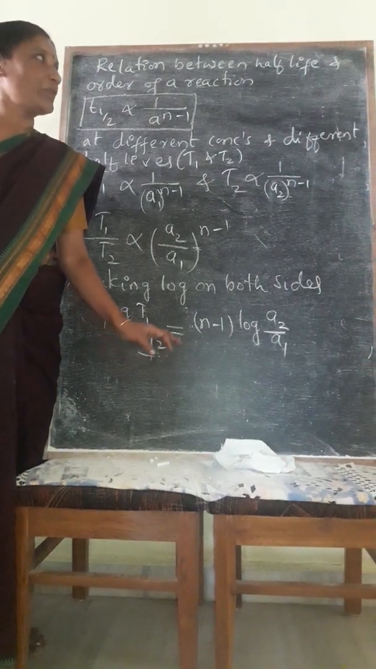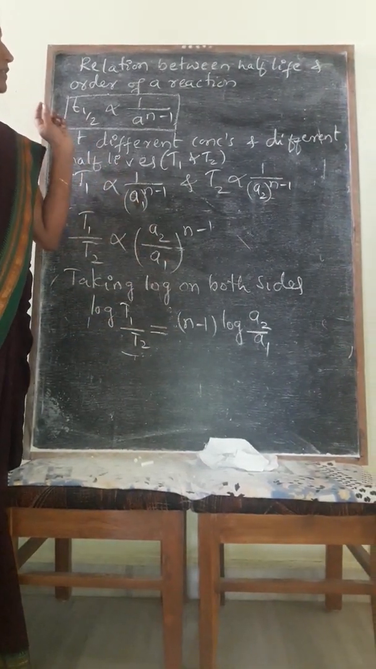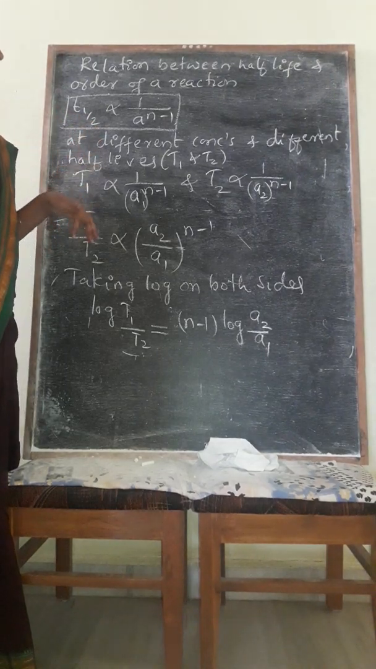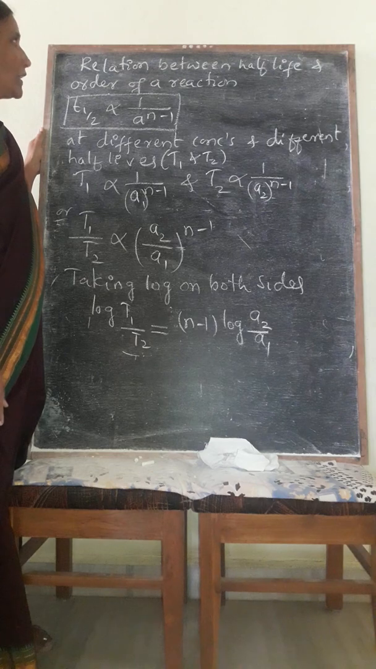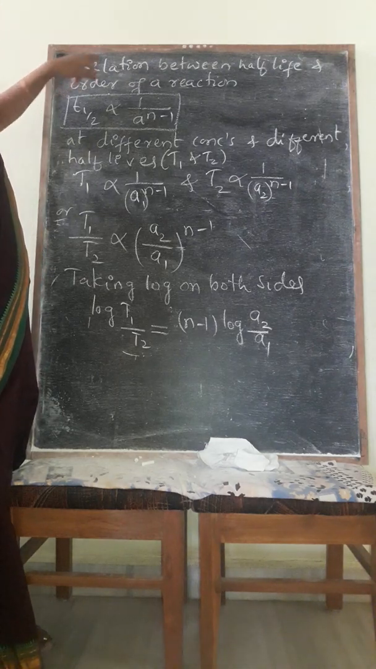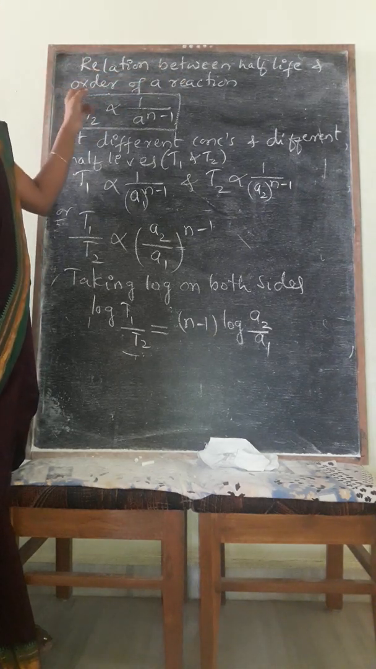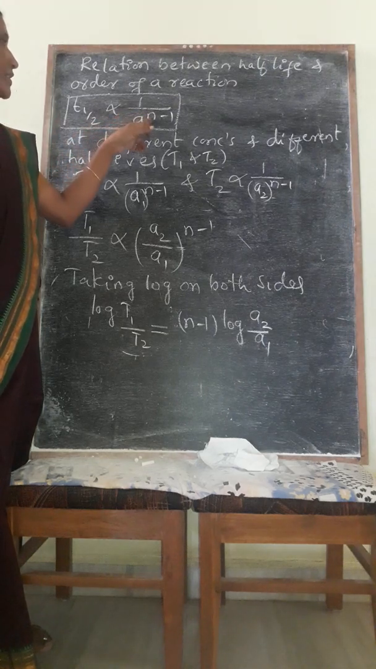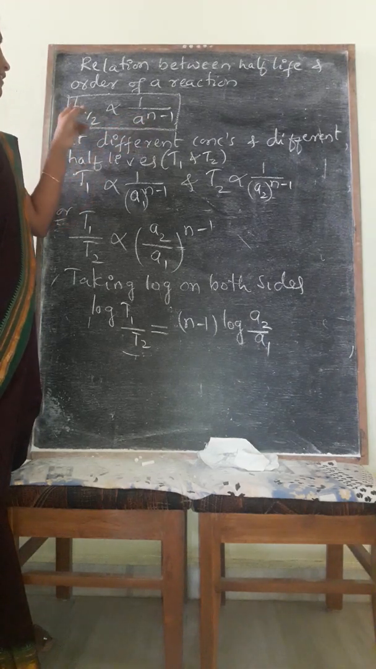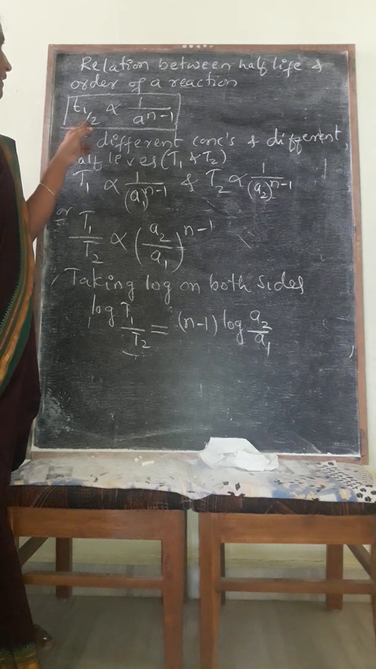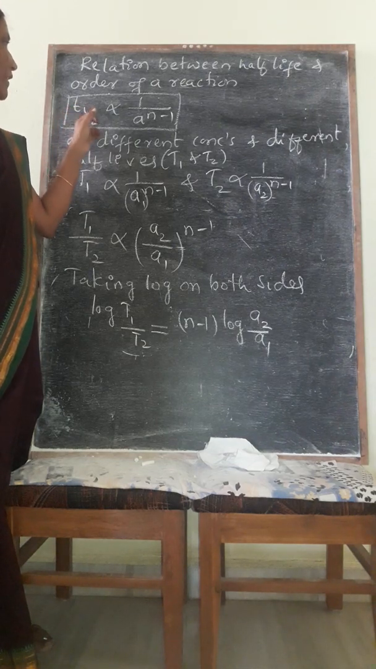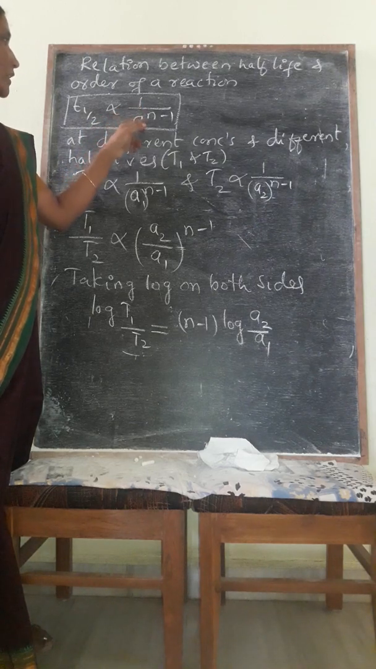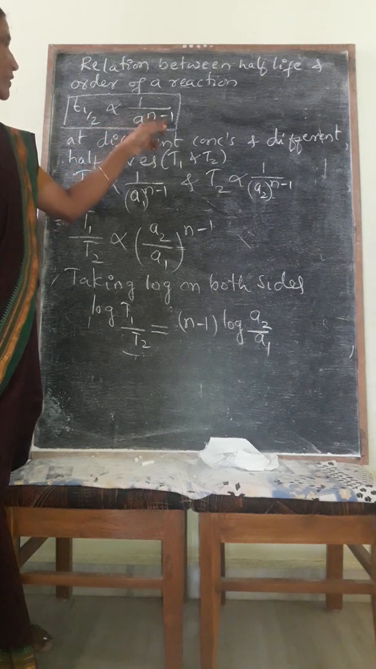In the last class we discussed and derived the half-life period for first order as well as zero order reactions. Now we will continue. There is a relationship between half-life period and order of a reaction. In general, the order of a reaction is taken as n and half-life is taken as t half. Hence, half-life period is inversely proportional to a raised to n minus 1.